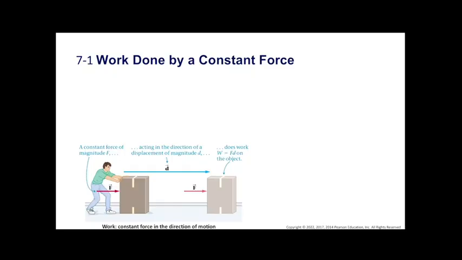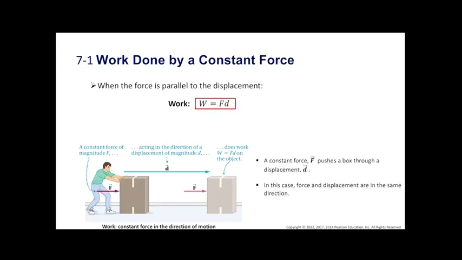Suppose we push a box with a constant force F as shown in this figure. So if we move the box in the direction of F through a displacement of d, then the work done, W, we have done in this case is F times d, force times the displacement. So in this case the force and displacement are in the same direction.